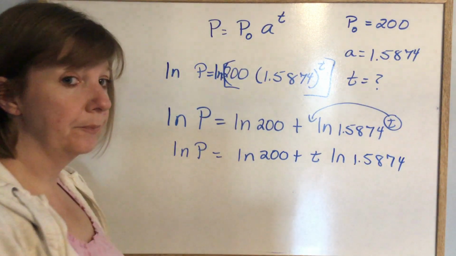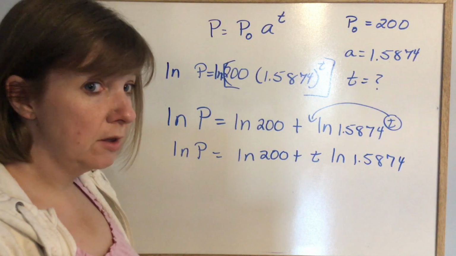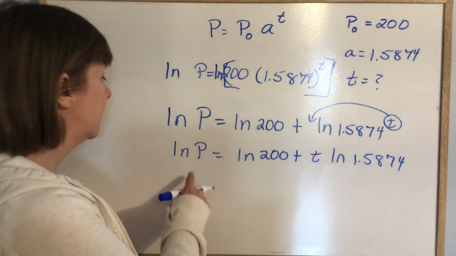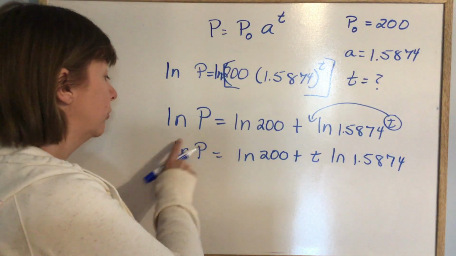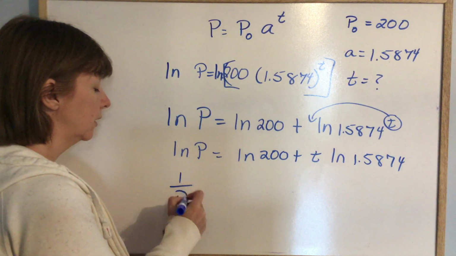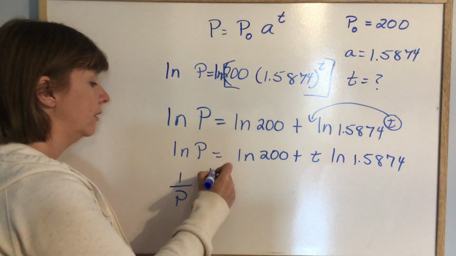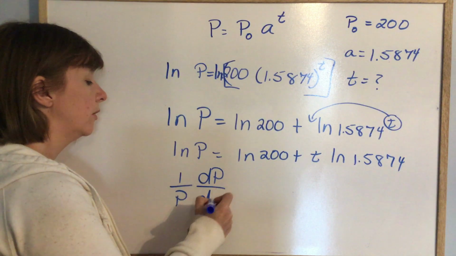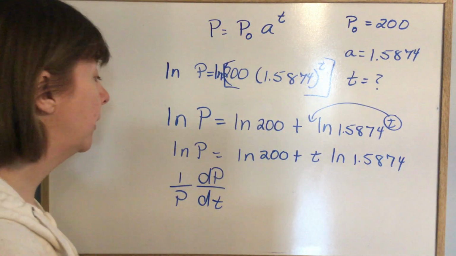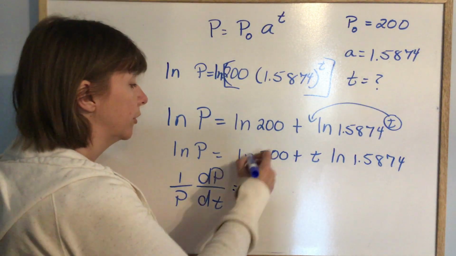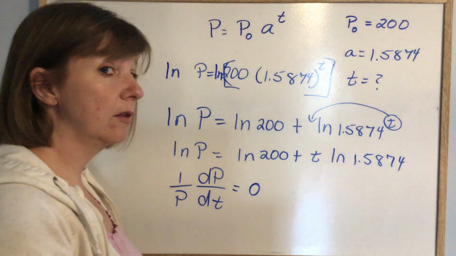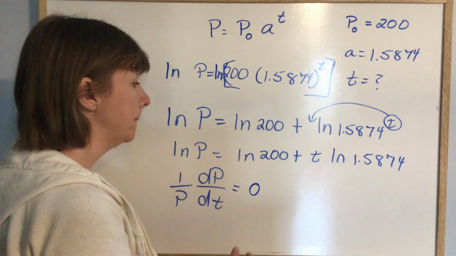All right, so remember that the unknown in this is time, right? So when I do the derivative, I am going to do the derivative of ln p. So the derivative of ln is 1 over p, but I have to say I did the derivative of p with respect to time because time is the unknown. It is the independent variable. Over here, the derivative of ln of 200 is 0 because it's a constant, right?